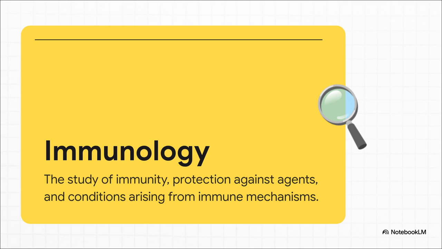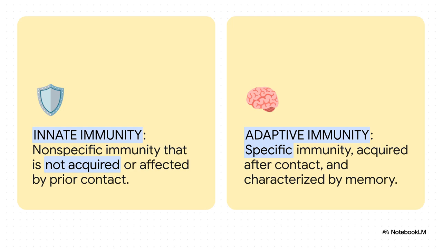And just as importantly, immunology investigates what happens when the system goes wrong. This leads to conditions like allergies, which we call hypersensitivities, or autoimmune diseases, where the immune system tragically makes a mistake and attacks the body's own healthy tissues. The immune system is broadly divided into two major functional arms. Think of them as two branches of a military.